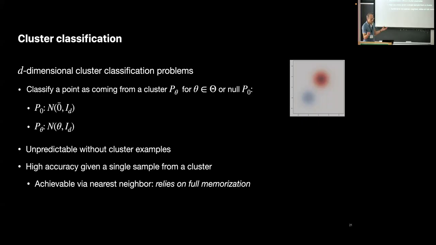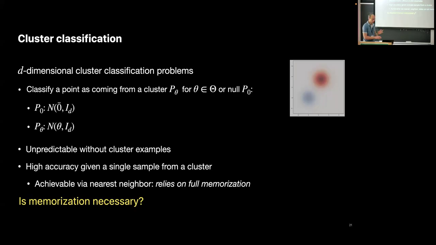The easiest way to achieve this algorithm will actually be just a nearest neighbor. When you observe the next one, check whether it is close to that example or not. Or you can also do a linear classifier, but in any case, you will need to fully memorize that example to be able to run that algorithm. So you'll have an algorithm that achieves very high accuracy and relies on memorization. And the question is, is this memorization necessary? That's exactly what we'll try to answer.